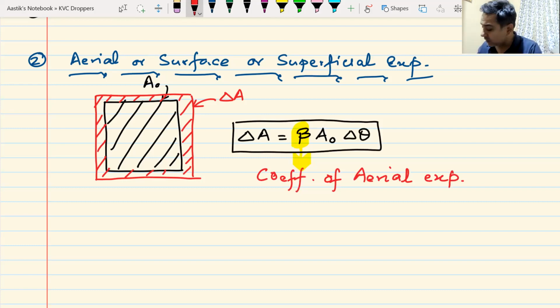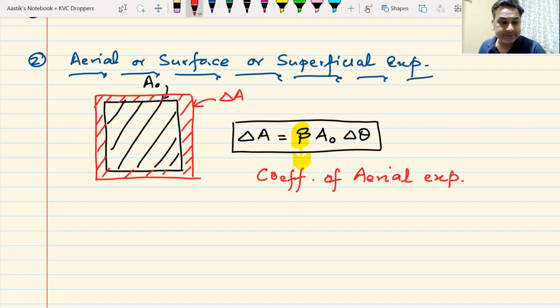Formula number 1 for this is change in area delta A is beta A naught delta theta. Formula number 1. Formula number 2, the value of beta will be equal to change in area divided by the original area divided by delta theta. The unit for this will be same, and it will be equal to 1 by Kelvin. Do we understand this?